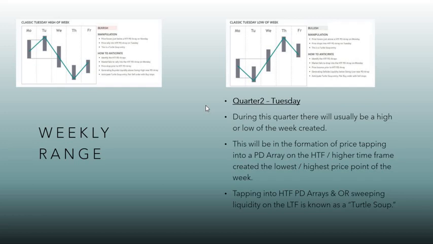So a turtle soup is basically sweeping liquidity on the lower time frames, so taking out buy stops and sell stops, or taking out liquidity on the lower time frames. But on the higher time frames, what we're doing is tapping into a higher time frame PD array. If we take a look at this model on the right side, we may be sweeping liquidity right here to the sell side, but what we're actually doing is tapping into a weekly fair value gap, a weekly BISI. So basically what a turtle soup is, you're tapping into a higher time frame PD array, but you're sweeping liquidity on the lower time frames. Very simple.